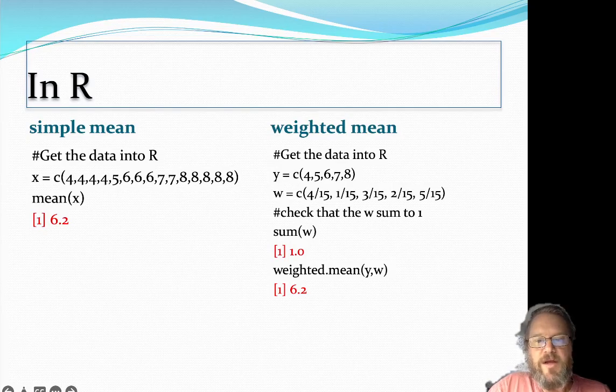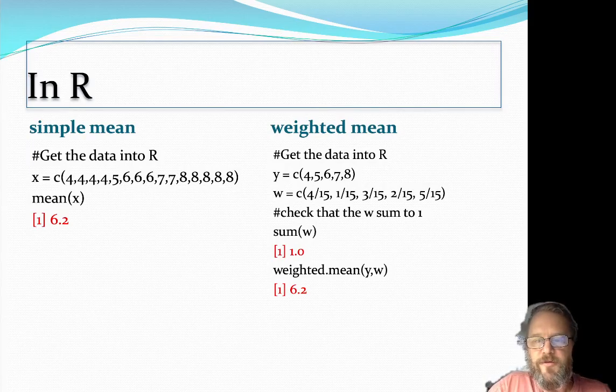I did the same. Let's do the weighted mean. This is how you would get the weighted mean. I put the data in as Y, just because I wanted to keep it different from X. So X is still in memory. I could have overwritten it, but I didn't want to do that. That's bad programming. Always create a new object.